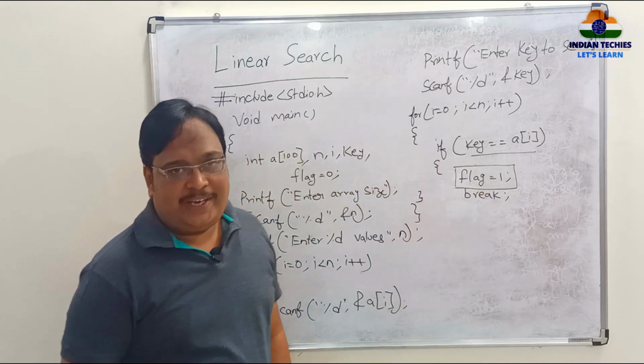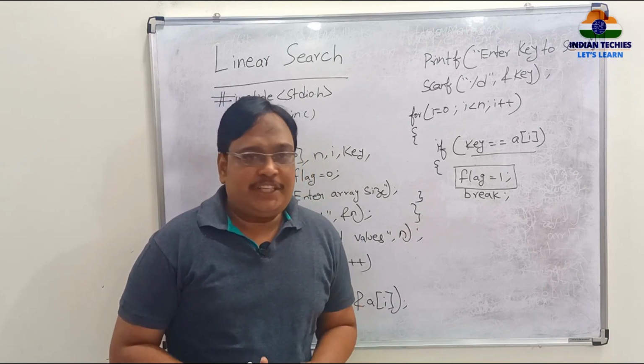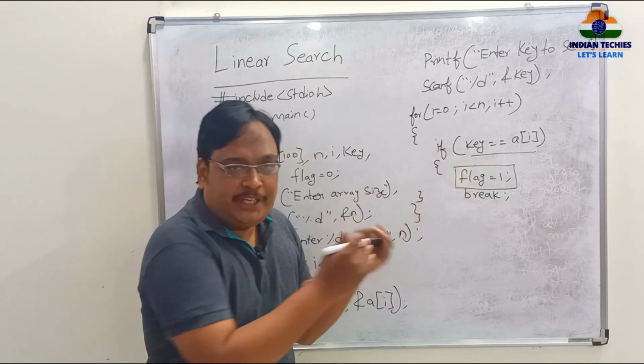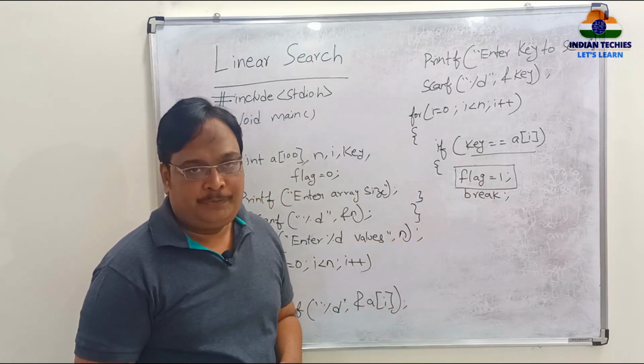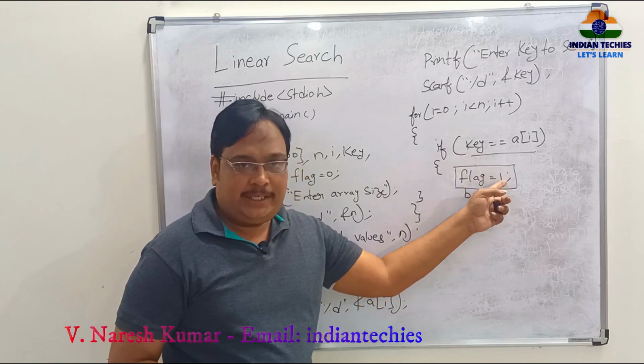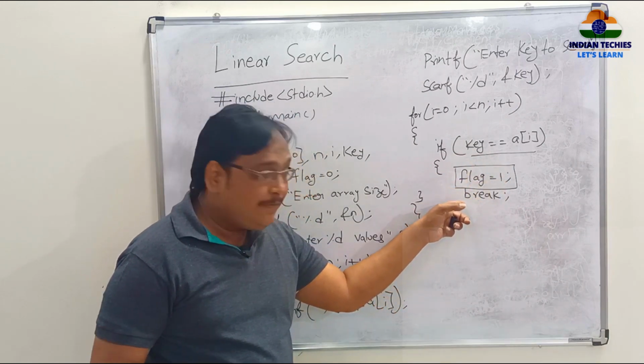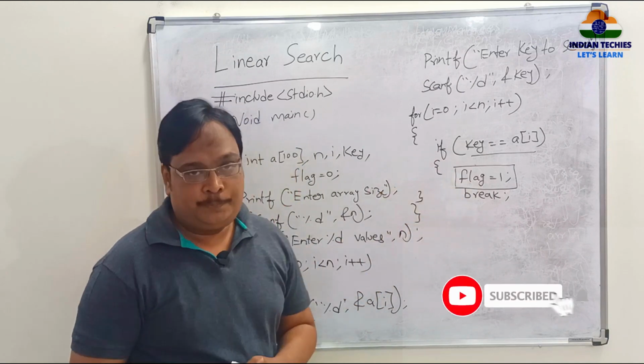this loop. We have already discussed a break statement. What is the purpose of a break? A break statement terminates the loop repetition and comes out of the loop. Right? So whenever the element is found, the flag value will be set as 1 and break means the repetition will not be done and it comes out of the loop.